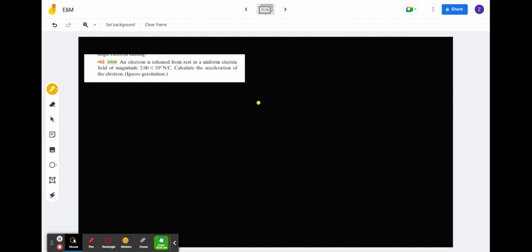Next, an electron is released from rest in a uniform electric field of magnitude 2 times 10 to the 4th newtons per coulomb. Calculate the acceleration of the electron. So an electron has a charge of e, which, if you quickly Google the charge of an electron, you'll find that e is equal to 1.6 times 10 to the negative 19th coulombs.